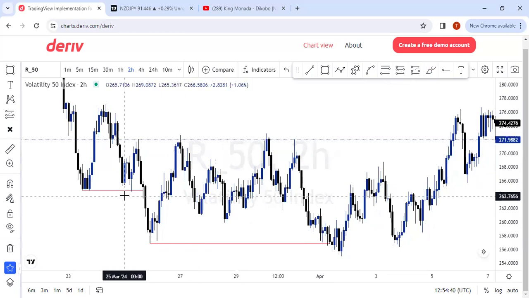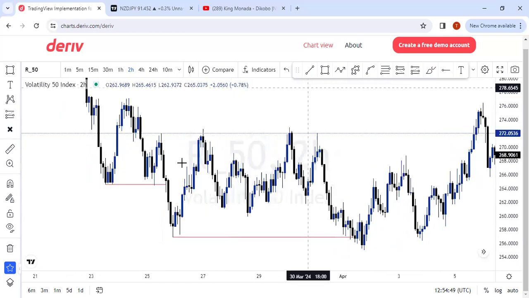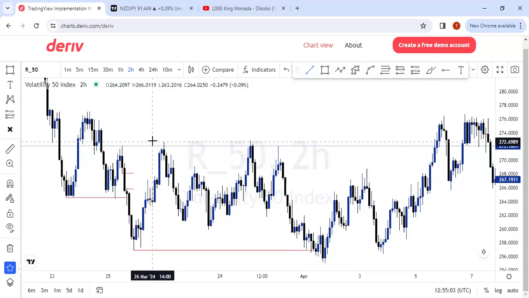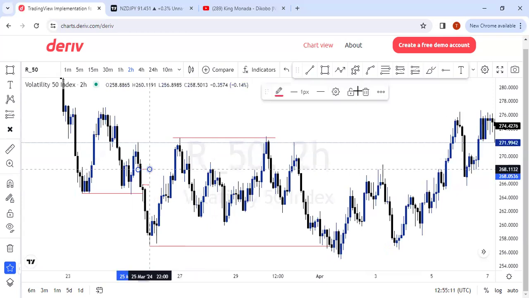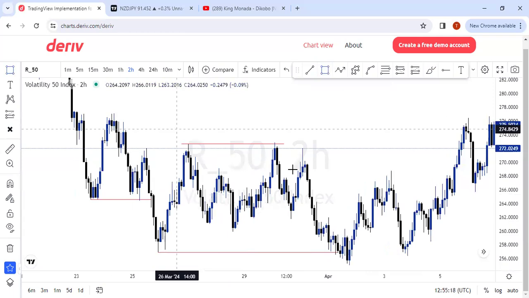But for this BOS, we are just more focused on this one. Do we have any imbalance? The only imbalance that we had was around this area, but it wasn't useful because, as you can see, the market already failed that imbalance. So we are going to look out for liquidity. The liquidity that we have here in this case is equal highs. It means that the market needs to take out those equal highs, so we have to choose our order block above what?